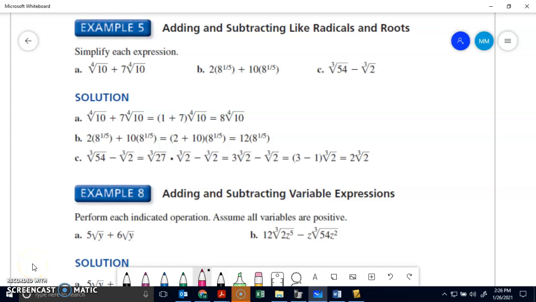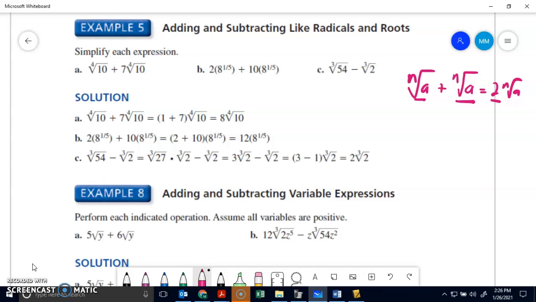We're taking a look at adding and subtracting radicals and roots now. So we'll just talk about the property of adding and subtracting. The property says that if I have the nth root of a plus the nth root of a, that would make 2 nth roots of a. Notice I'm not adding what's inside. I have one of them, I have two of them, 2 total.